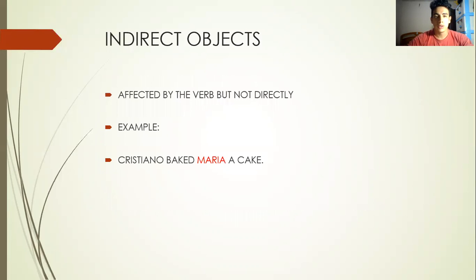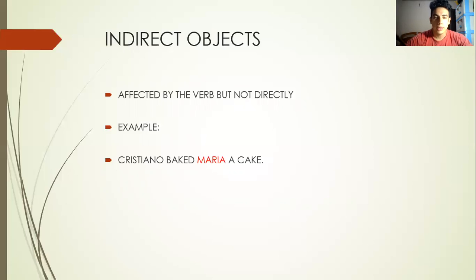So now let's talk about the indirect objects. The indirect objects are nouns, proper nouns, and pronouns that are not subjects and are not direct objects. So they are affected by the verb, but not directly. Basically, the indirect object is the reason why the action is done.